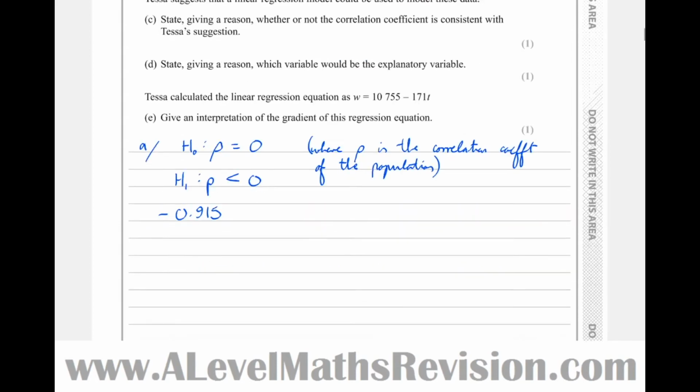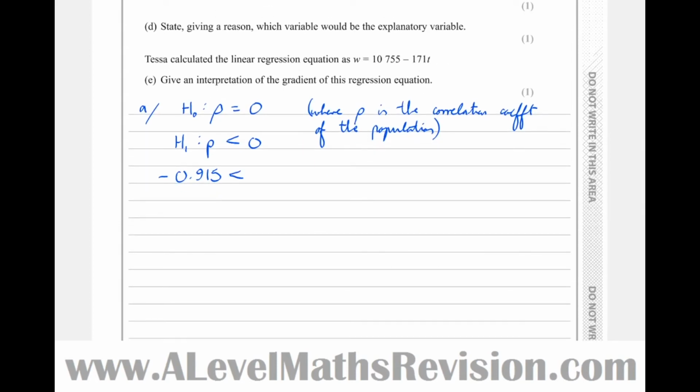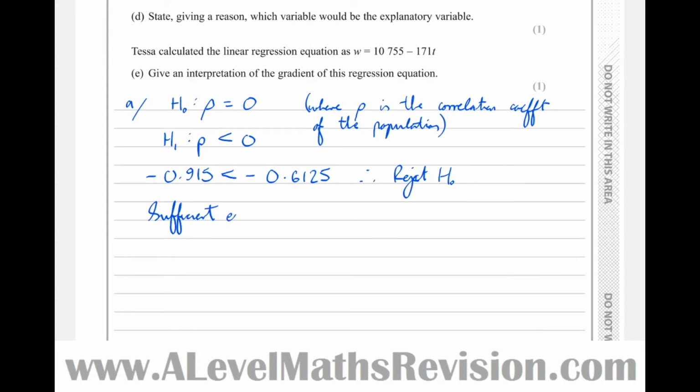Just double check that's right. Yeah, negative 0.915 is less than negative 0.6215. So it's beyond our threshold. The correlation is stronger than our threshold. Therefore, reject H0. Sufficient evidence to suggest that the correlation is negative.